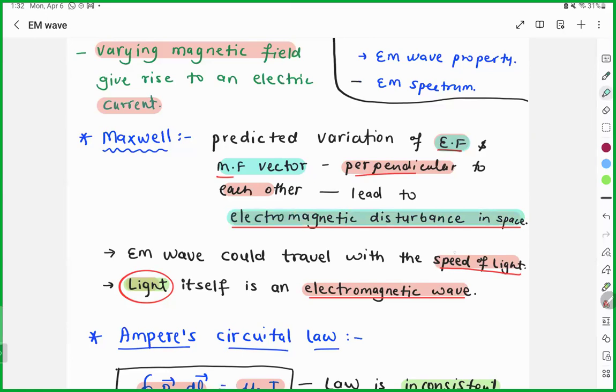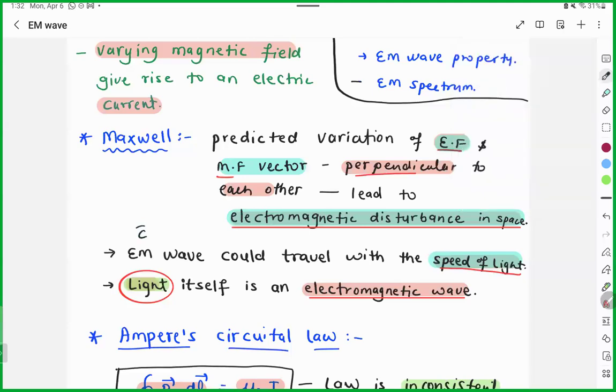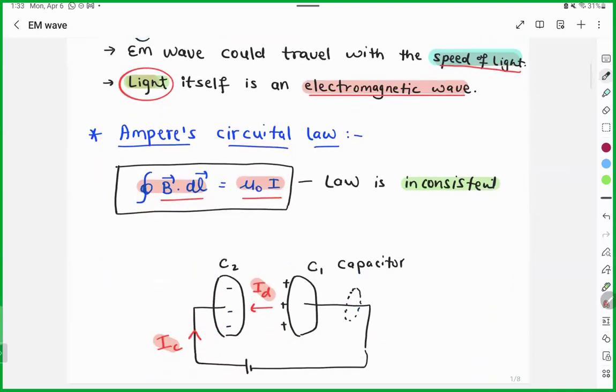So an electromagnetic wave can travel with the speed of light. So if the question asks what is the speed of an electromagnetic wave, the answer is C, the speed of light, 3 into 10 raised to power 8 meter per second. Correct? Light is also an electromagnetic wave.